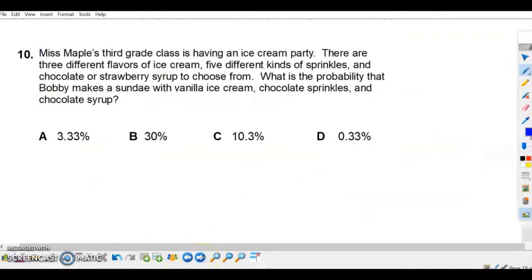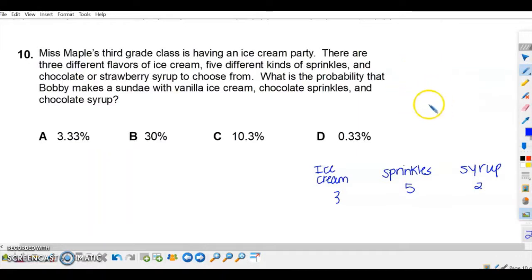Let's see if we could do the same thing for this one. Miss Maple's 3rd grade class is having an ice cream party. There are 3 different flavors of ice cream, so we would have 3 different flavors. There are 5 different kinds of sprinkles, and then we have chocolate or strawberry syrup. I don't know why I wrote a 2 when that should be a 5. And there are 2 different types of syrup.